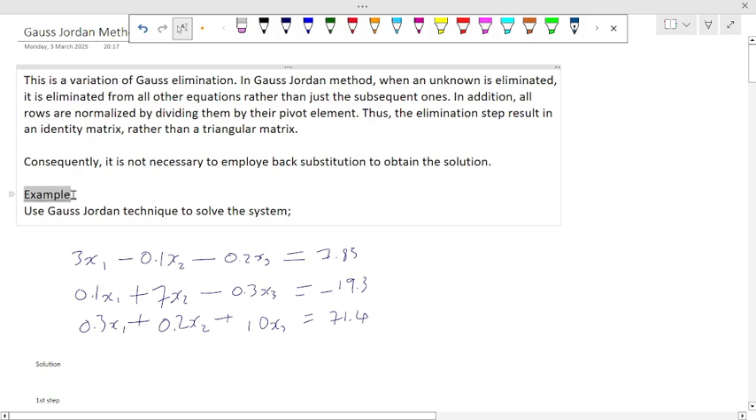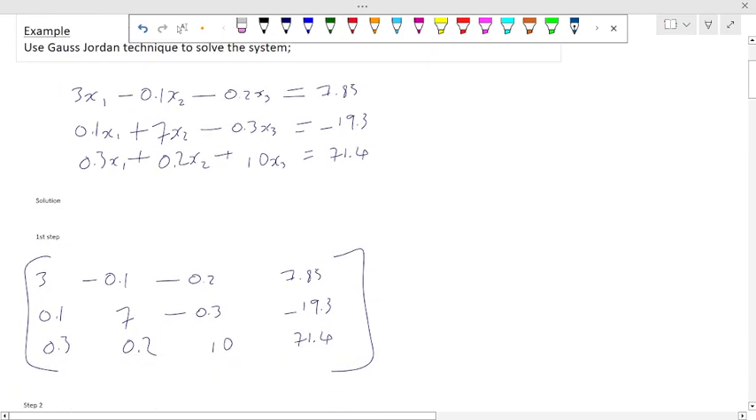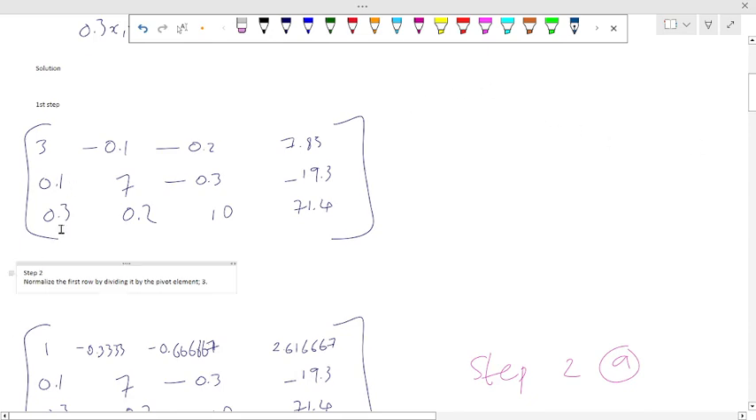Okay. So use Gauss Jordan technique to solve this. Now if you observe, it is exactly the same example as the previous one, just that we are using a different step. So here's the solution. For the first step, we put this in a matrix form. After doing this, you see that we didn't even add the equal sign. So after doing this, that's step 1.